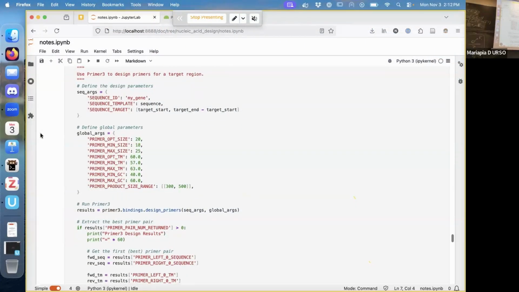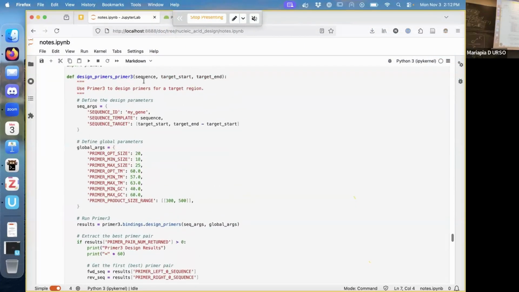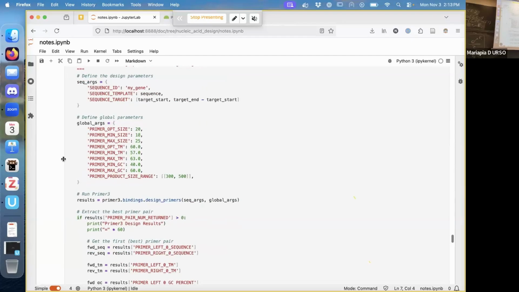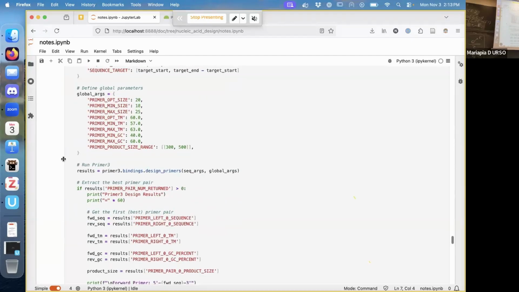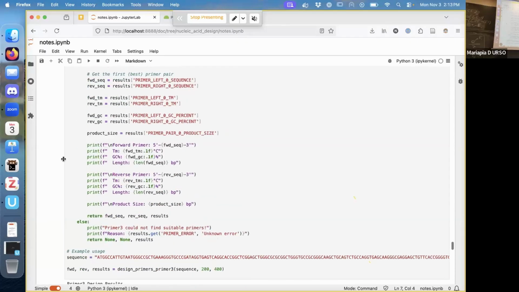And here, for example, there's a function where we give a sequence and want to target the start and the end. And here you can set some of the parameters. For example, how big should your primers be? And again, there's this sweet spot somewhere between 18 and 25 nucleotides long for your primers. You can also specify an optimum size, an optimum melting temperature, GC content, and so on. Then we just go and find these things for you.